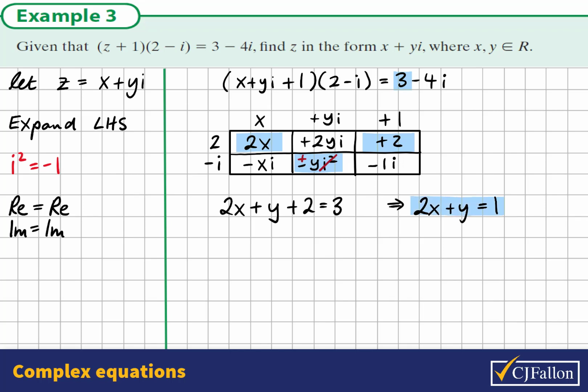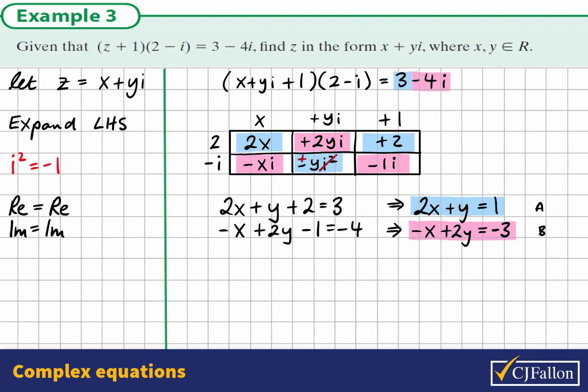Also, the imaginary parts equal the imaginary parts, and we don't have to write the i's in this. On the left hand side we have negative x + 2y, negative 1, and that must be equal to negative 4. Adding 1 to both sides of the equation gives us that negative x + 2y = negative 3. Now we're going to solve these simultaneous equations to get answers for x and y.